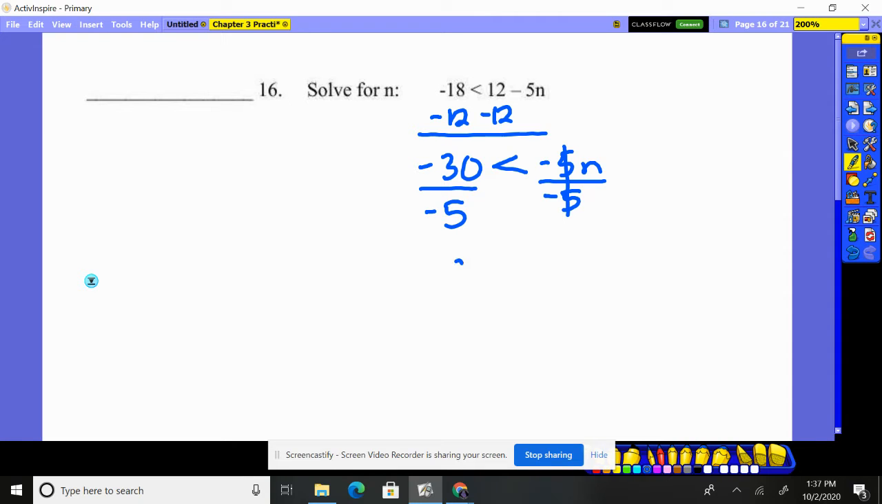This gives me positive 6. What happens to the inequality when you divide or multiply by a negative? It flips. And there's my answer.